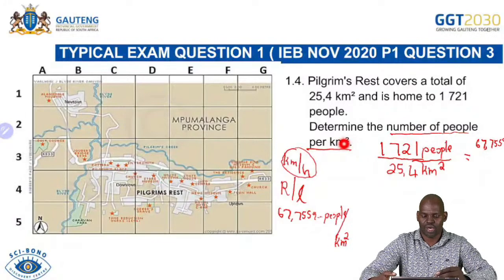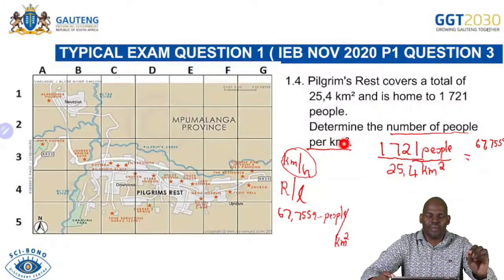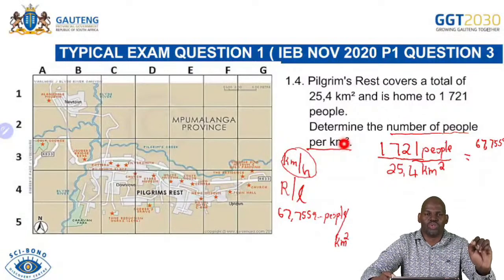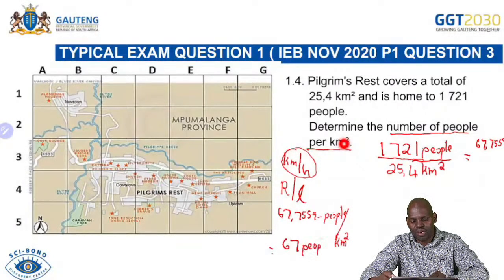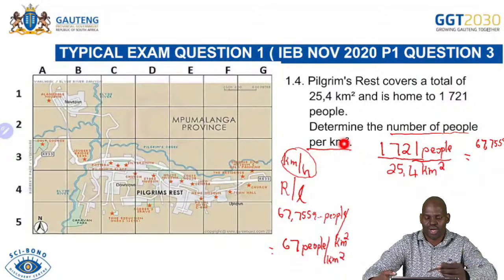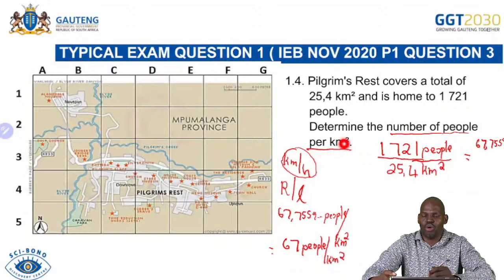Right, now remember again, in terms of rounding, the number of people cannot be in decimal form. In this case, the examiner would not indicate to you that the number of people must be rounded off. It's something that you must know. So if we've got 67.75, we can finally say the number is 67 people per kilometer squared.